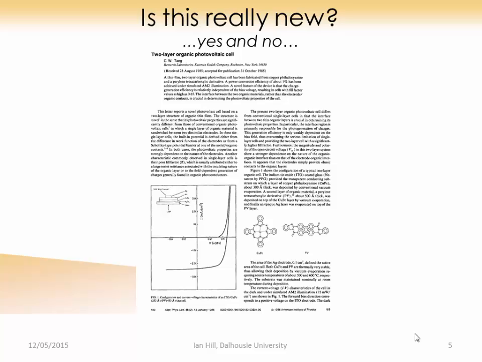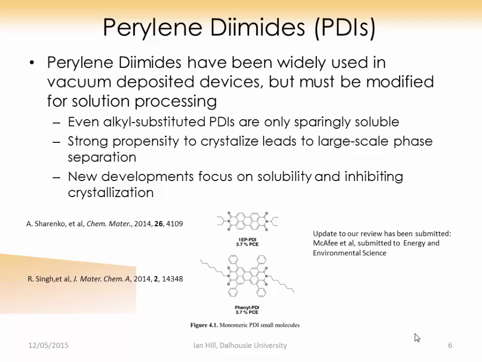So first thing let's say is this really new? And well, yes and no. And I like to point out that, okay, so this is a paper from 1986. This is really the first efficient heterojunction organic solar cell by Ching Tang at Kodak. And this used a non-fullerene acceptor, this perylene diimide material right here. It's vacuum deposited. That material is not soluble. You can't really solution process that. But the very first organic solar cells had non-fullerene acceptors. The fullerene acceptors came along later.